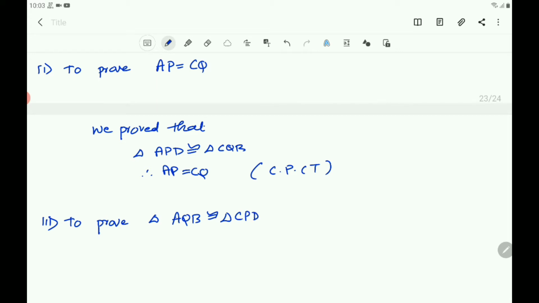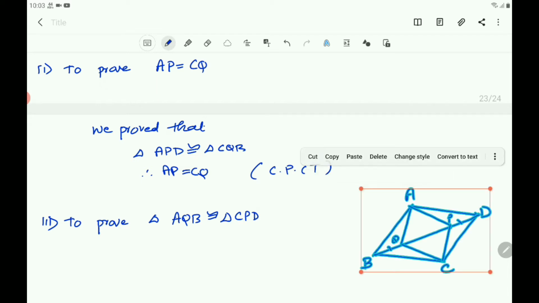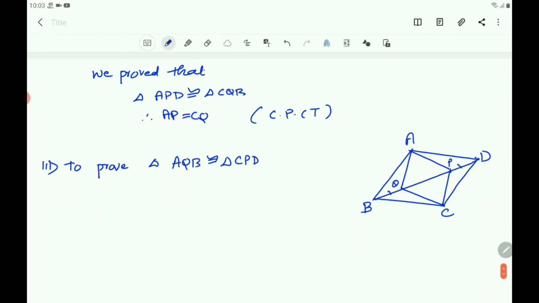Here again you have the figure. You know that the triangle AQB is here and triangle CPD is here. We have to prove that they are congruent, and as usual from the first proof we can prove this. You write the names of the two triangles. In triangle AQB and triangle CPD.